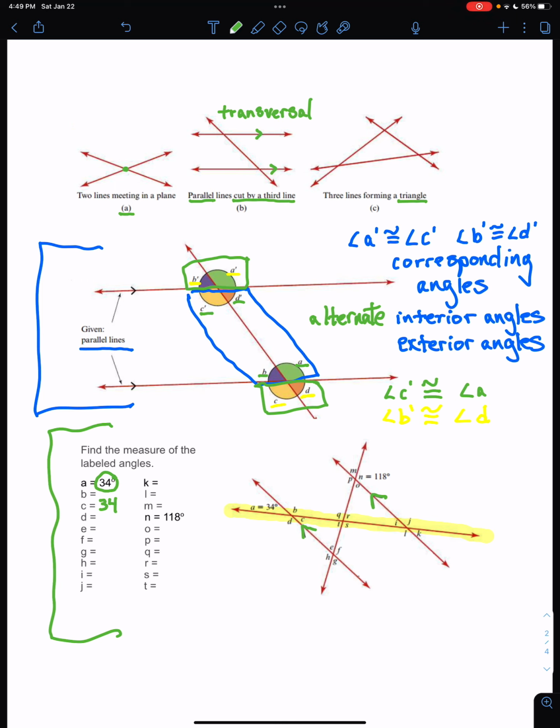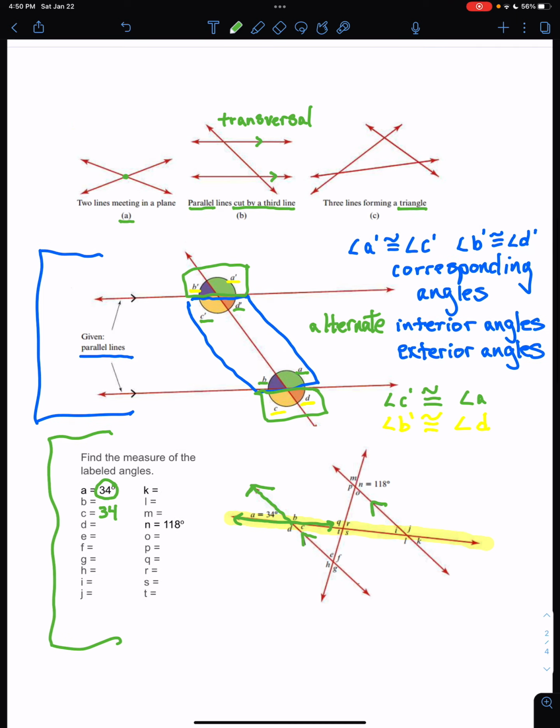Well, one way to look at it is that A and B lie on the same line, along the same line here. So there's this line and this angle here. They make what we called before a linear pair. So their measures will add up to 180 degrees. So the measure of angle A plus the measure of angle B should equal 180.